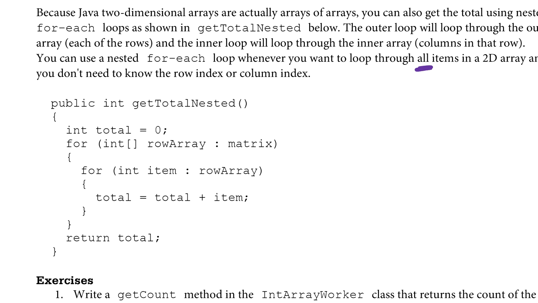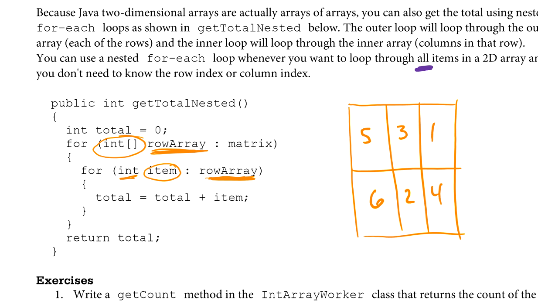However, notice my outer for each loop. Every single one of these things is going to be a row array, which is of type integer array. So I've got an integer array, and inside of that, I'm going to be using this row array. That's going to be my data source, and I'm going to be pulling the individual integers out of it. So item is a particular integer stored in the row array.